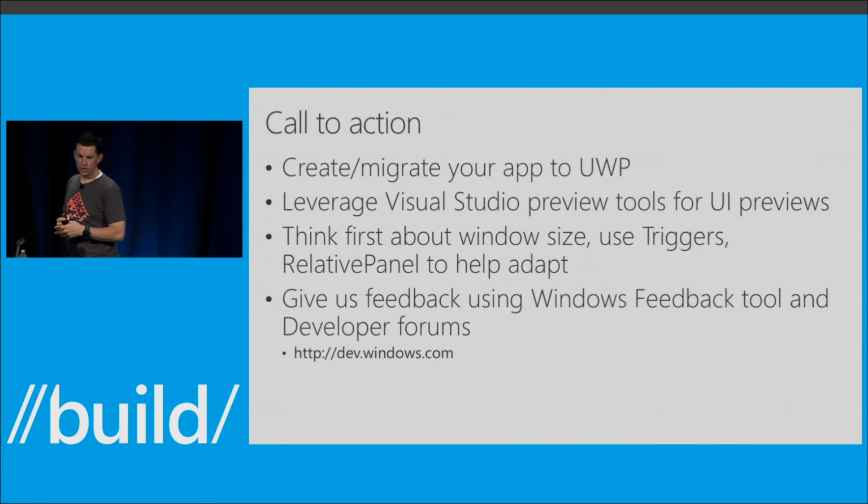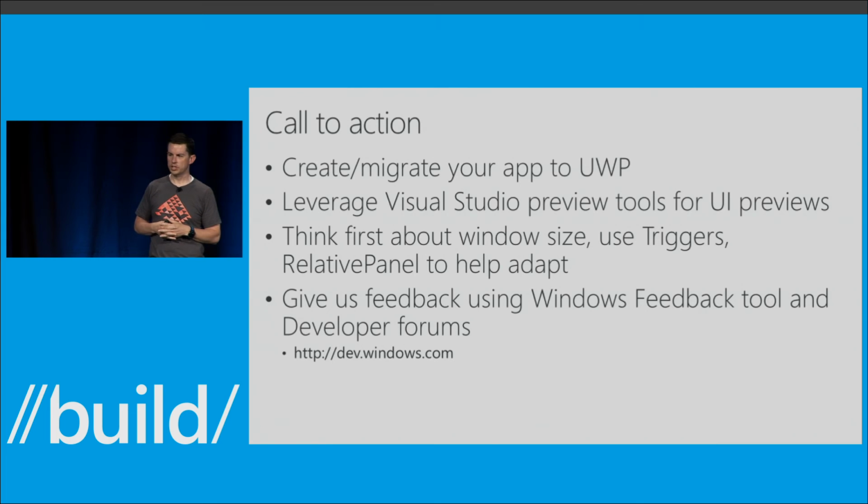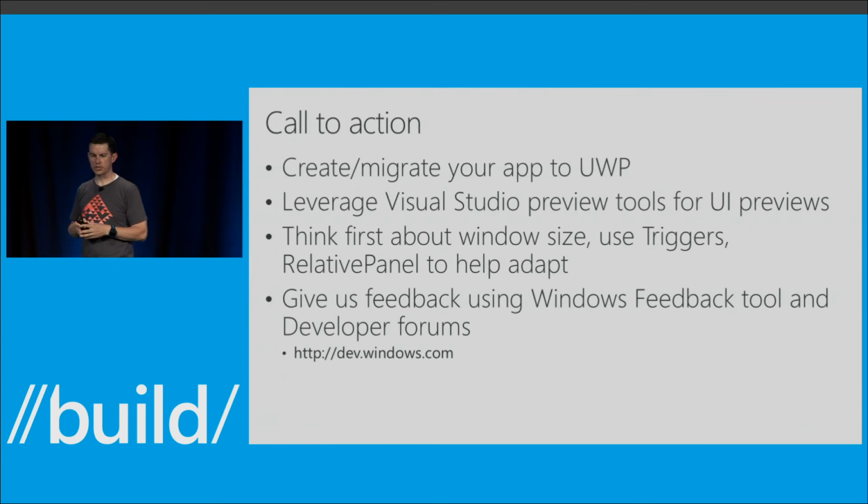So again, our call to action to you is to create and/or migrate your apps to the Universal Windows Platform. We want you to leverage Visual Studio and the tooling features that the tools team and the engineering teams work together on to provide you with designing your view and showing it in multiple different sizes and multiple different devices. We are in a beta, and so those tools will improve over time, especially around some of the controls that we've introduced, helping you design within RelativePanel and things like that. We want you to think first about window size and pivot on that primarily.